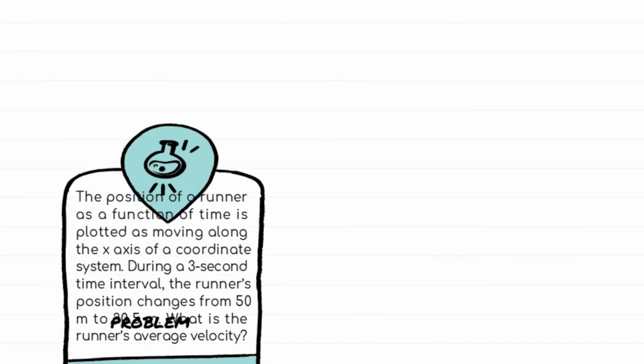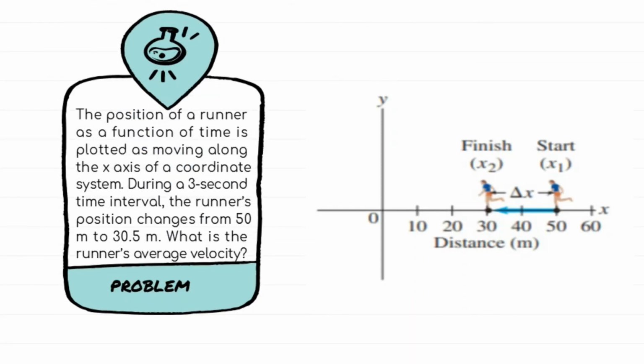For example, the position of a runner as a function of time is plotted as moving along the x-axis of a coordinate system. During a 3-second time interval, the runner's position changes from 50 meters to 30.5 meters. What is the runner's average velocity? This problem asks to find the average velocity.